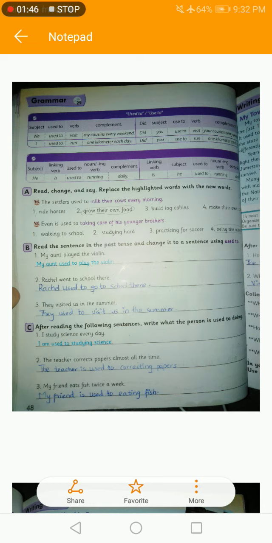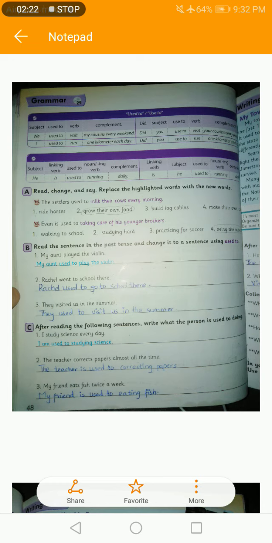Now come to exercise B. Read the sentence in the past tense and change it to a sentence using used to. We have sentences in the past tense, so we have to change them by using used to. The first one is: My aunt played the violin. This sentence is in the past tense, so we change it: My aunt used to play the violin.